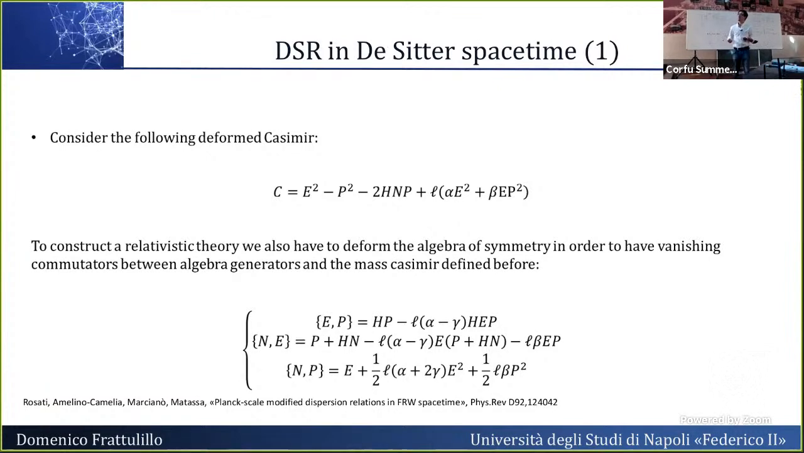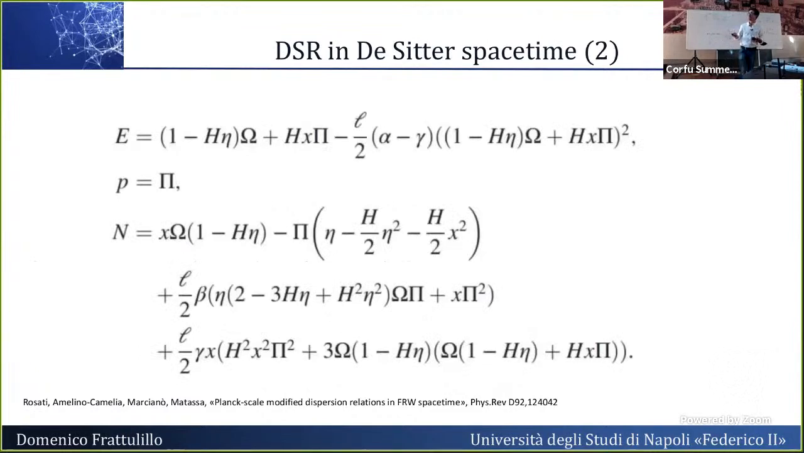Now, as in Minkowski spacetime, we want to consider an example of deformed kinematics, and so we will deform the Casimir of the de Sitter algebra at first order in the Planck scale parameter L. And again, the standard de Sitter algebra will not be a symmetry algebra due to the deformations. And so, in order to construct a relativistic theory, we also have to deform the algebra of symmetry. And here there is a deformed algebra that is compatible with this Casimir, and here there is a representation of this algebra in terms of phase space variables.